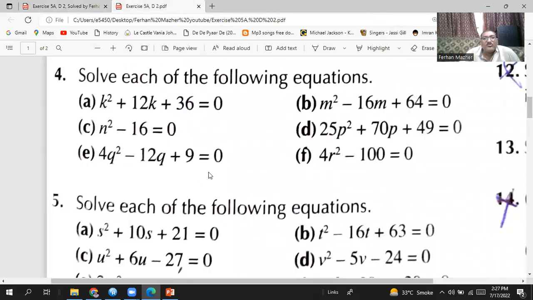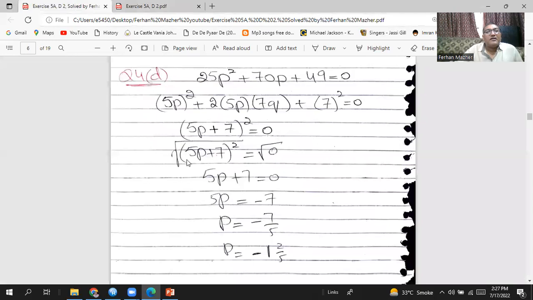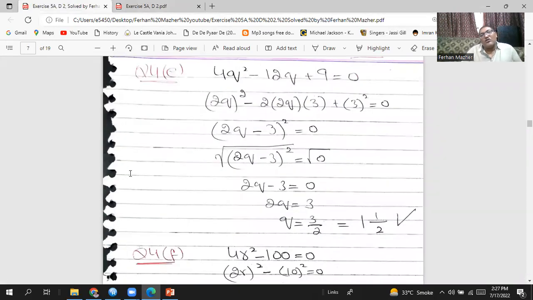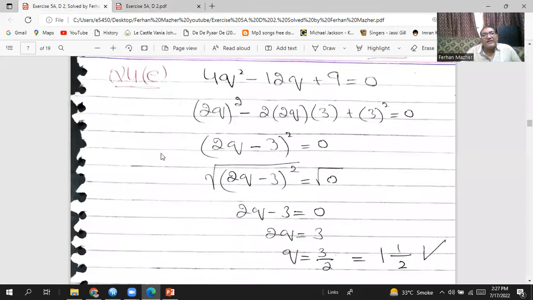Okay, so we are going to the next question, and that question is E part. It says 4q square minus 12q plus 9 equals 0. They are perfect squares, so I can factorize with the help of the algebraic identity. So 4q square is the square of 2q, and 9 is the square of 3. And the minus 12 can be written as 2 into 2q into 3. So 2q whole square minus 2 into 2q into 3 plus 3 square equals 0. So this is like a square minus 2ab plus b square, so that will be a minus b whole square. So this can be written as 2q minus 3 whole square equals 0.